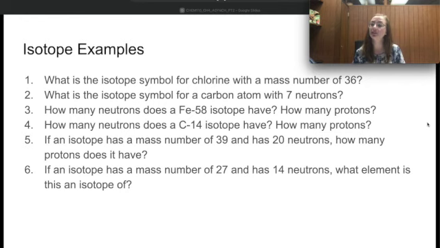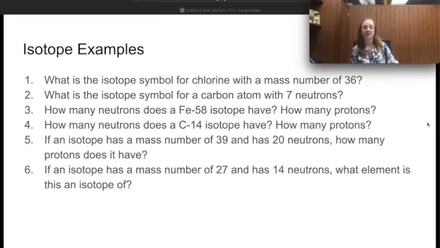I can use that information as well as the mass number to figure out how many neutrons I have, because mass number includes both protons and neutrons. 6 of my 14 things are protons, which means the rest of them must be neutrons. So I must have 14 minus 6 protons, which is 8 neutrons. So 14 minus 6 is 8, so we have 8 neutrons. Our mass number is both protons and neutrons. We're going to take out the 6 protons we have. So 14 take out 6 is 8 neutrons.